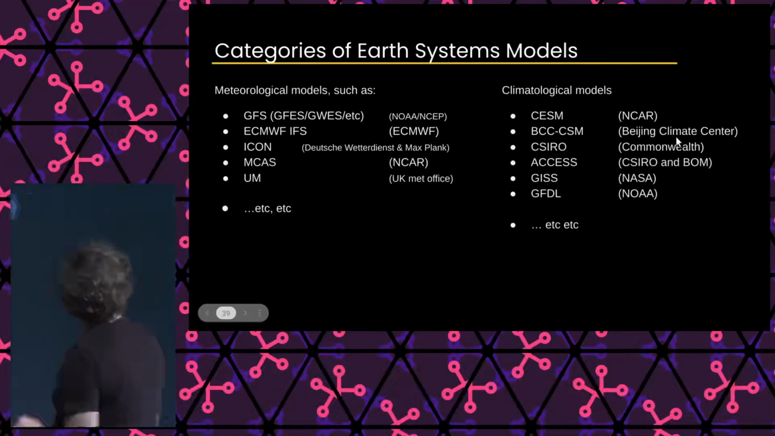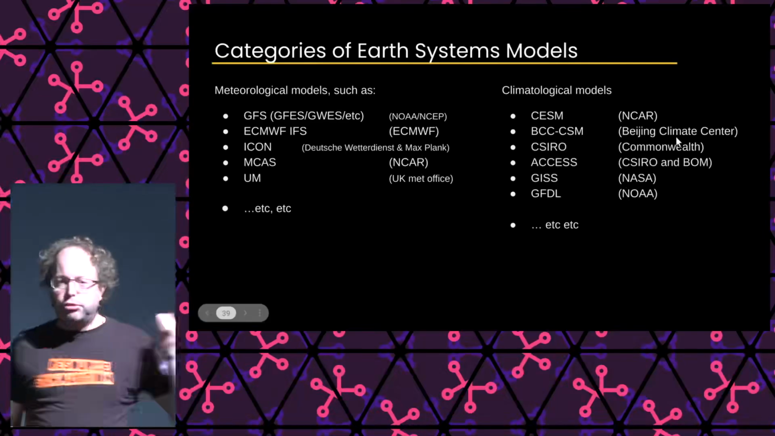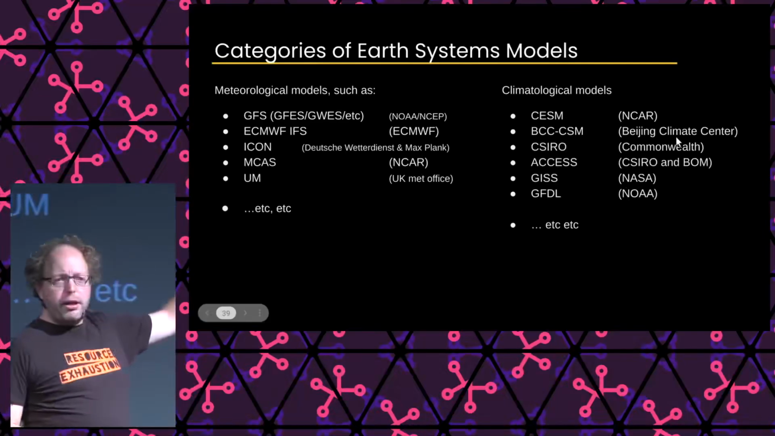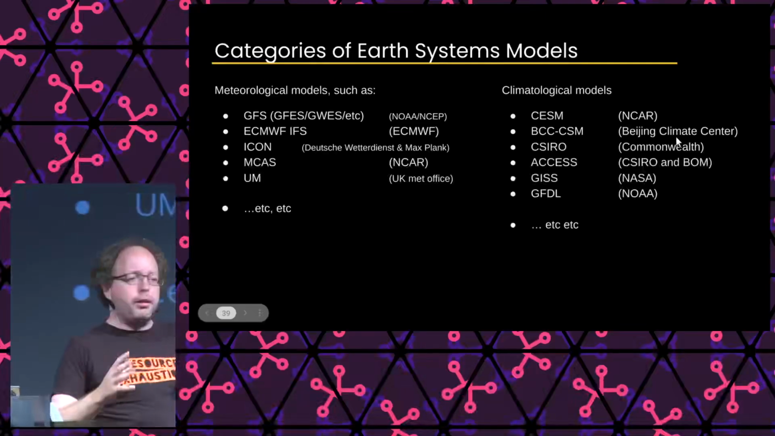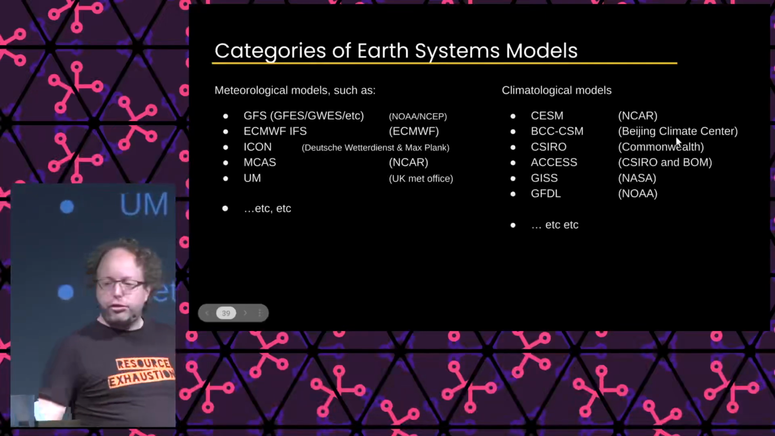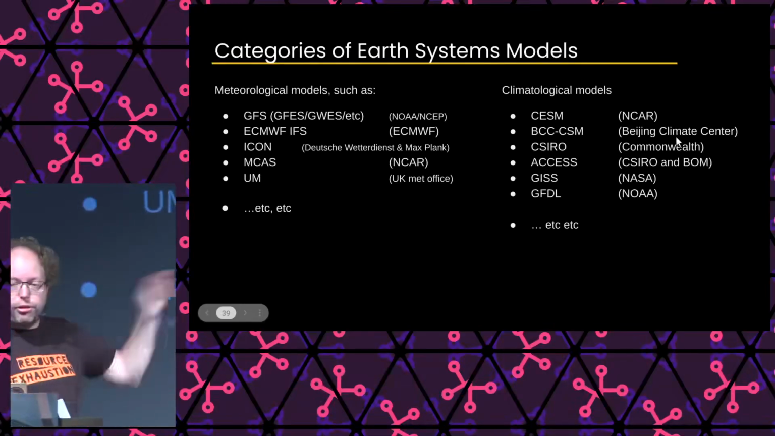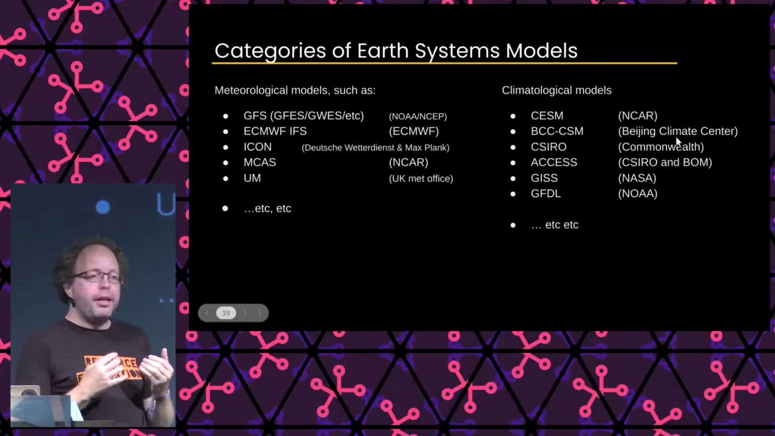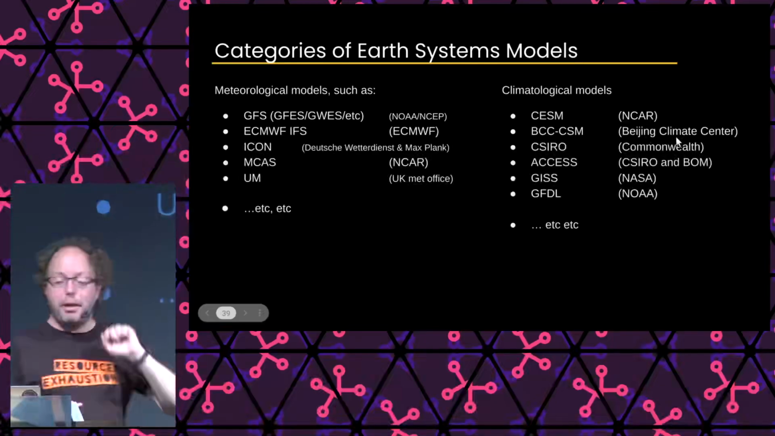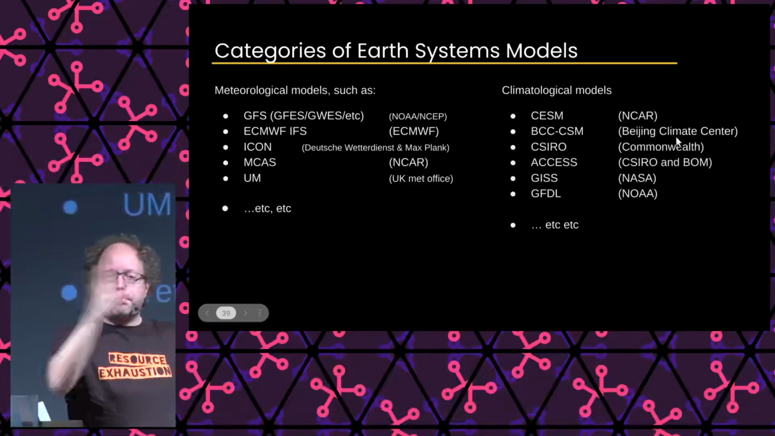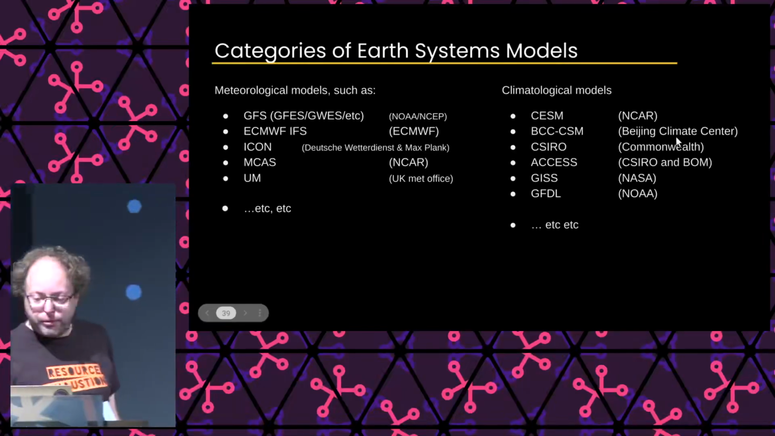And so the CESM model, the Community Earth System Model, is an open source model. It's publicly available. It's developed mostly at NCAR, the National Center for Atmospheric Research in the US. And it is fantastic. And I'm going to take that one and expand it a little bit, but not too much of a deep dive.